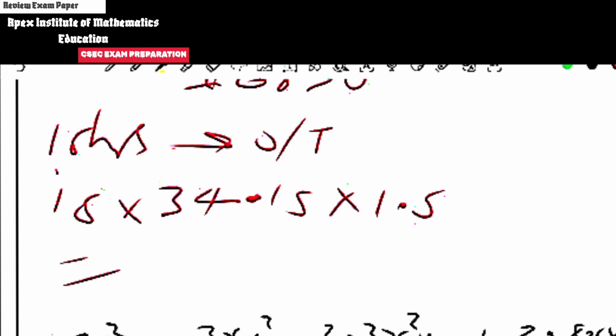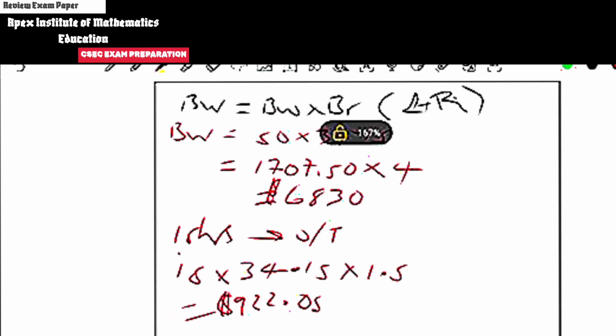So we're going to have, say here, 18 multiplied by 34.15 multiplied by 1.5. And we end up with $922.05. All right? There. So that would have been the overtime wage that he got. And that was what the question had asked us for. It says, calculate his overtime wage for that month. So that ends that question.